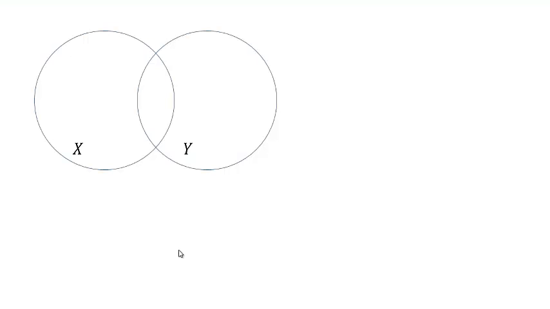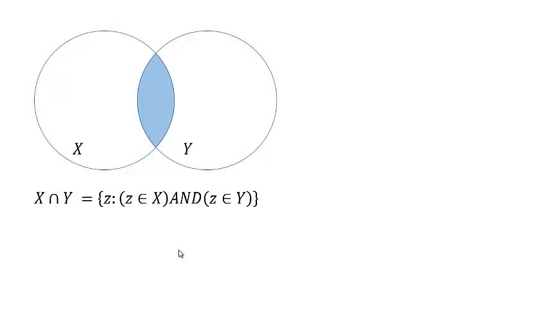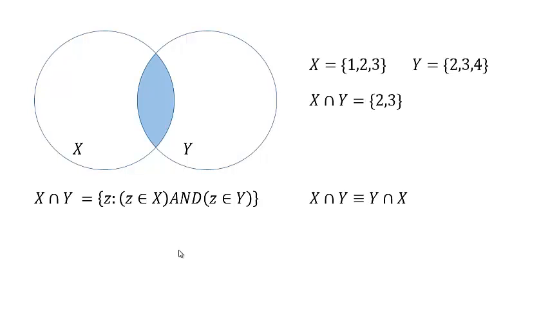The intersection of two sets X and Y refers to the shared elements from both sets, and is represented graphically by the shaded area shown. Using element notation, we can write that the intersection of X and Y is the set of values z such that they are in X and in Y. The intersection is also commutative. For the sets given here, the intersection consists of the elements 2 and 3.